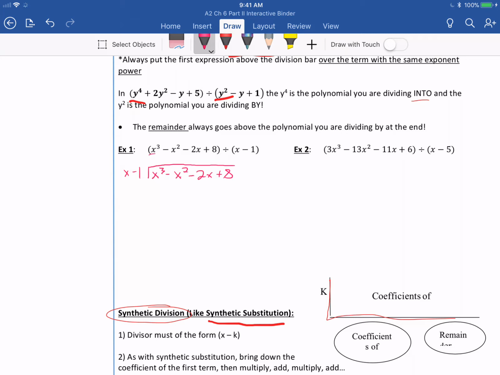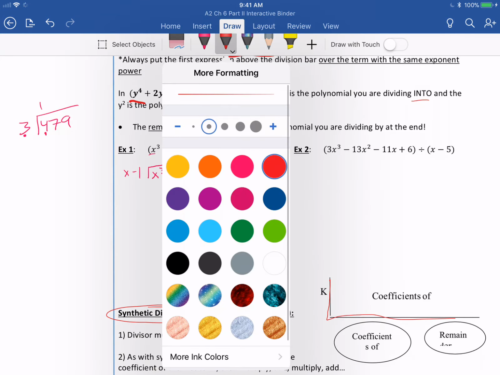Okay, and if you're doing long division, like if I had, let's say, 3 divided into 479, you'd take this first number, 3, and say, how many times does that go into 4, my first one? And I know that that goes in there one time. So it's kind of the same deal here, but it's a little bit different with polynomials.